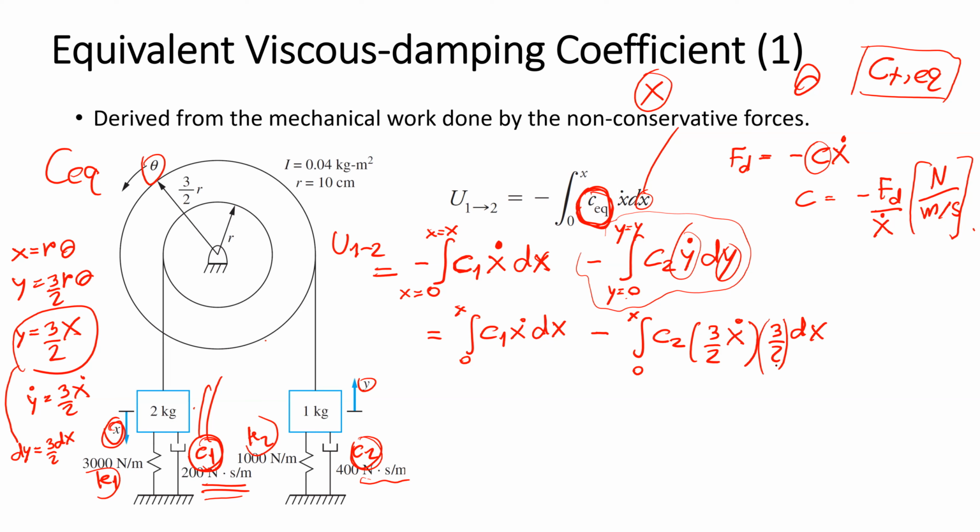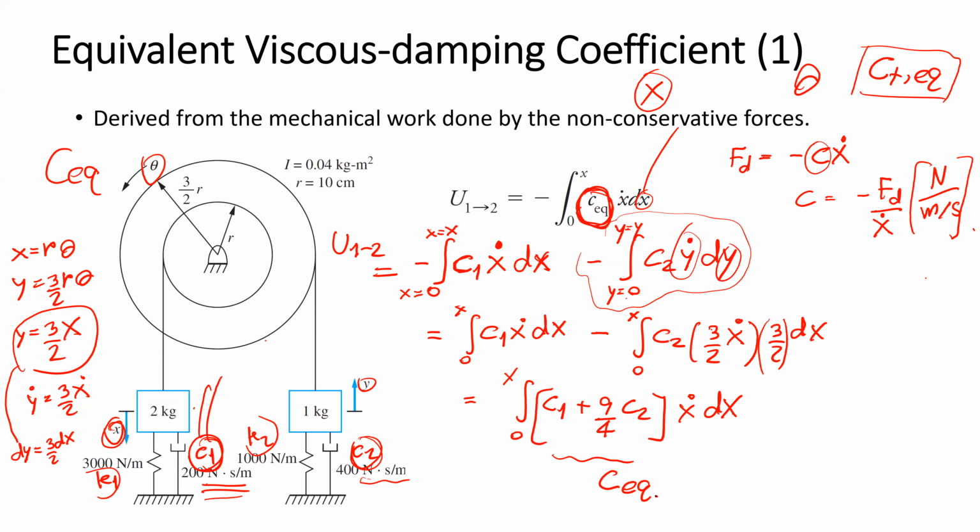So when we sum the integrals, we have the integral from x equal to 0 to any x, of C1 plus 9/4 of C2, times x dot dx. Yes, this should be the C equivalent for this case.